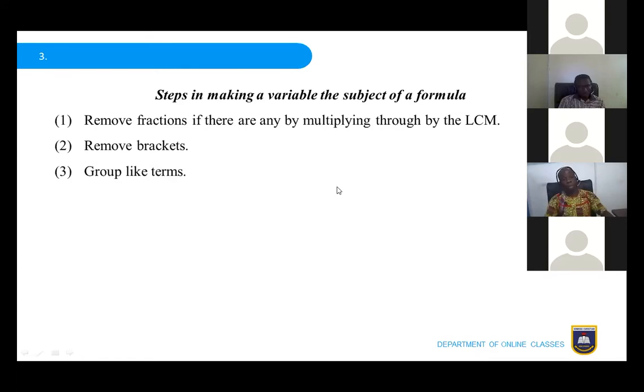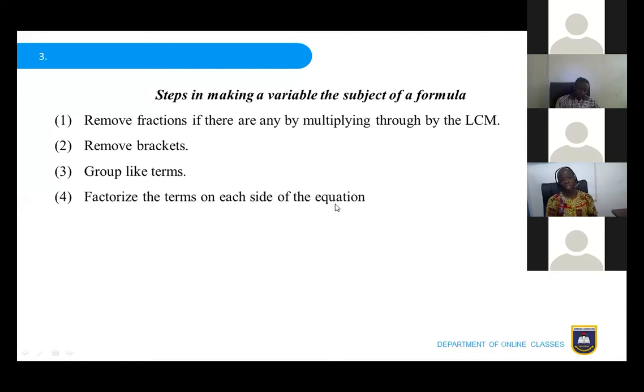Three, you group like terms, which means that all the variables that are similar, you bring them to one side of the equation. All the expressions containing the letter you want, the subject, should go to one side of the equation. Then all the letters without the value you are making the subject are also like terms, so they go to the other side of the equation. Four, we factorize the terms on each side of the equation. Sometimes the variable you are making the subject appears two times or three times in a particular expression, so you have to factorize it and move on from there.